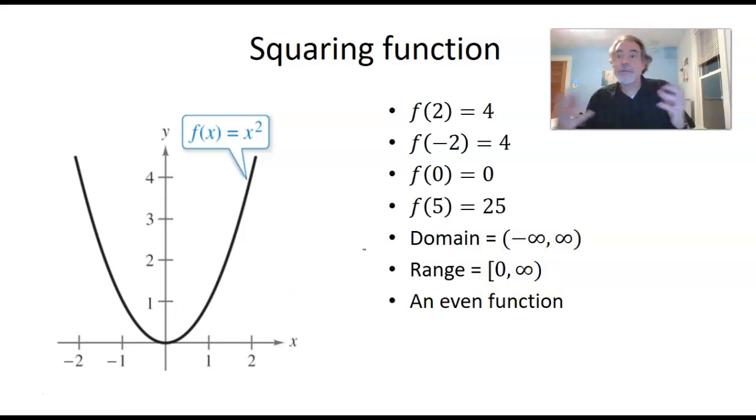What you get out of the function, the value of x squared, has to be greater than or equal to 0. It's never going to be negative. And you can see that on the graph. There are all possible x coordinates, but the y coordinates of the points that make up the graph are all greater than or equal to 0. And this is an even function.